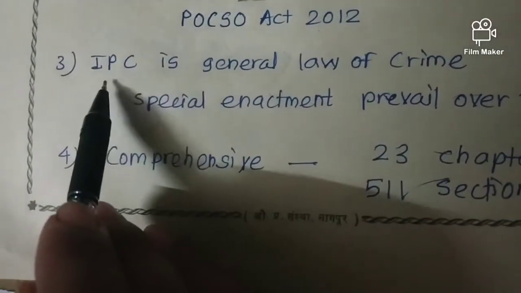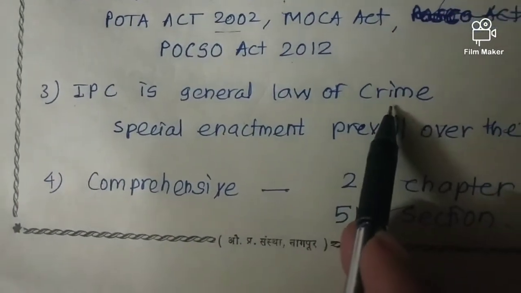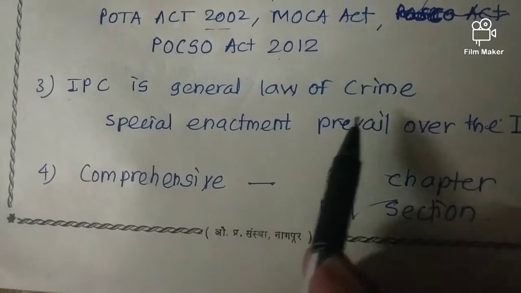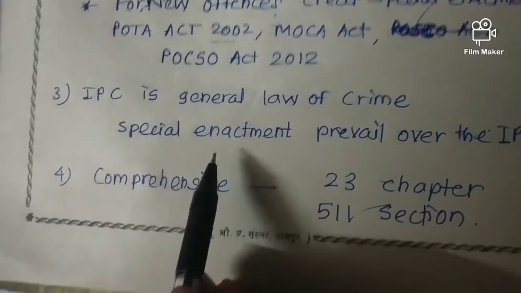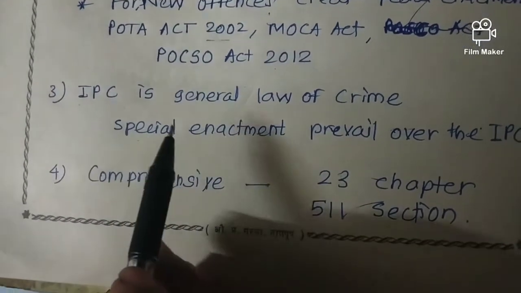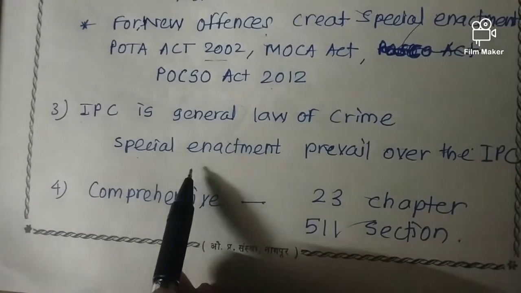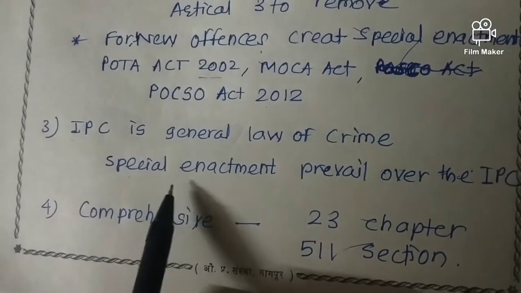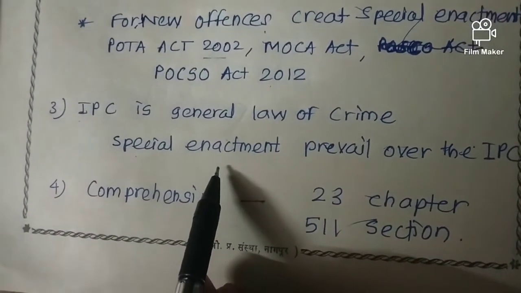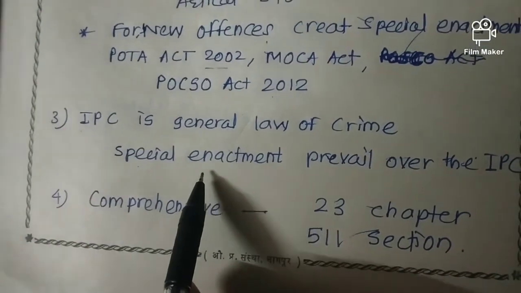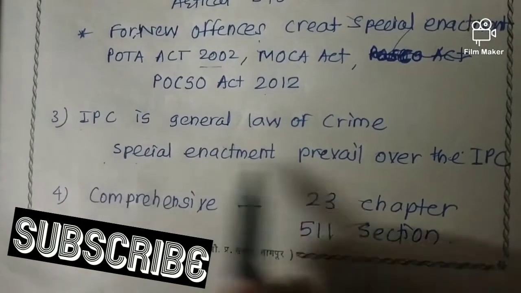Friends, the third important special feature of Indian Penal Code is that it is a general law of crime, while general enactments deal with the different offences. That means it has left enough room for the enactment of special laws on specific offences. Whenever there is a special enactment prescribing special offences, then we have to go to that law, and IPC will have less priority. It means that special enactments prevail over the IPC.